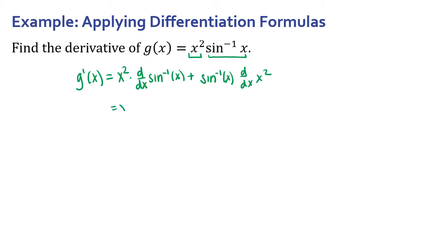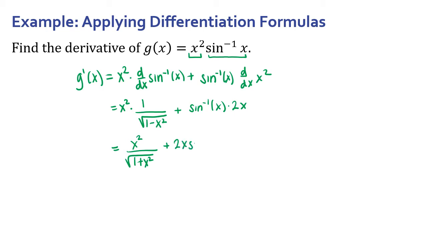That's going to give me x squared times the derivative of the sine inverse function, which we just learned about, is 1 over the square root of 1 minus x squared, plus the sine inverse of x times the derivative of x squared, which is 2x. So just to write this a little bit cleaner, we get x squared over the square root of 1 minus x squared plus 2x times the sine inverse of x.